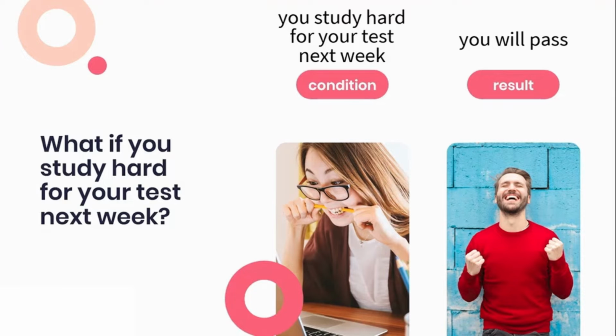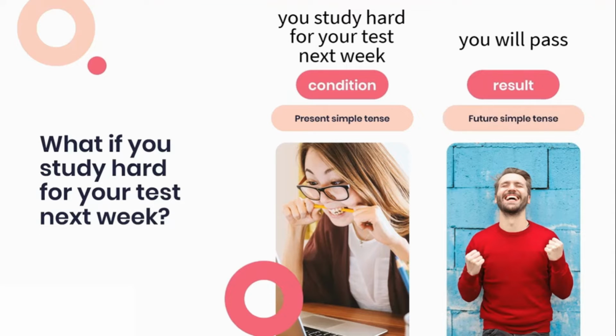So, we've got our condition, you study hard for your test next week, and our result, you will pass. What is the tense of the condition? It's present simple tense. What is the tense of the result? It's future simple tense. And that is the rule for the type 1 conditional sentence. The condition is always in present simple tense, and the result is always in future simple tense.